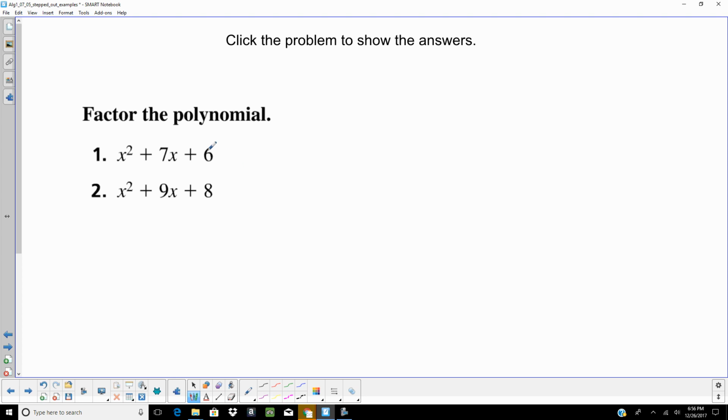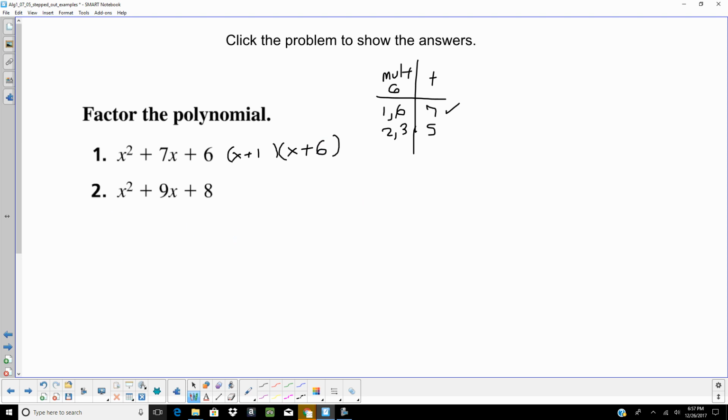Let's go ahead and do another one. So it needs to multiply to 6, add to 7. So if you ever get stuck, make a little table. How can you multiply to 6? And then see what it adds up to be. So 1 and 6, 2 and 3. Well, that adds up to 7. That adds up to 5. I'm looking for 7. So my two numbers are 1 and 6. So x plus 1, x plus 6.